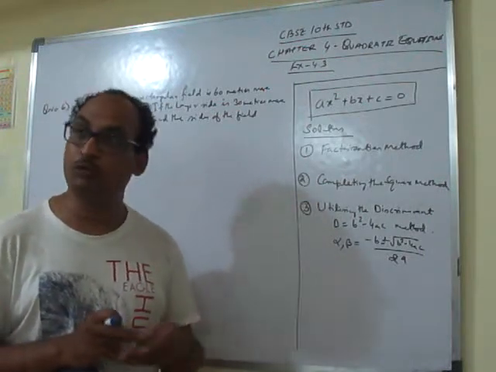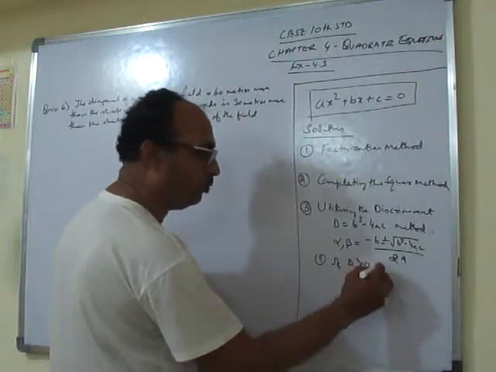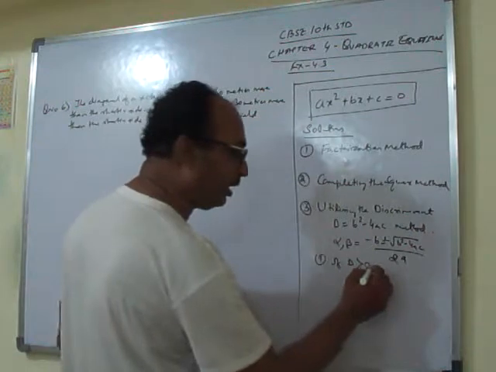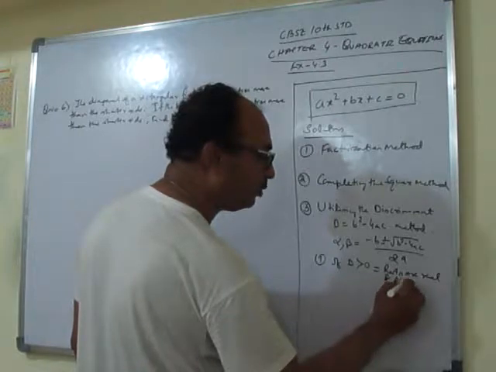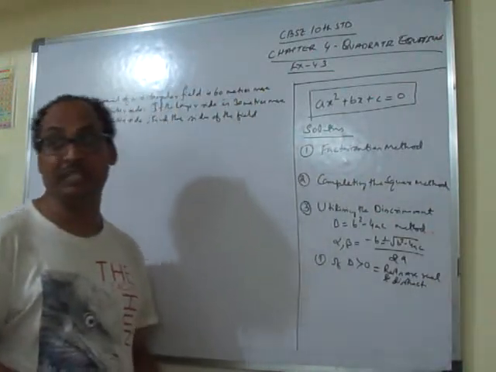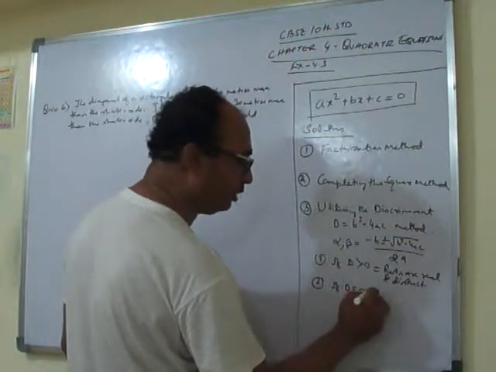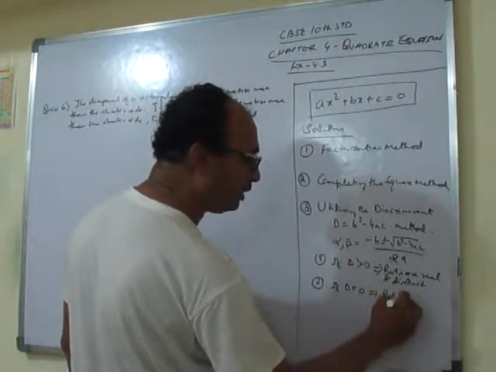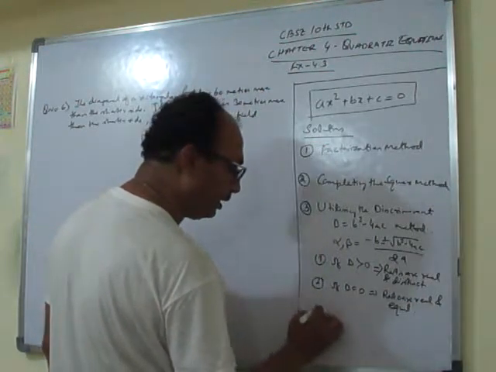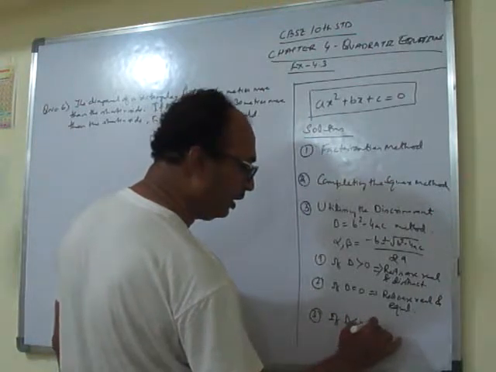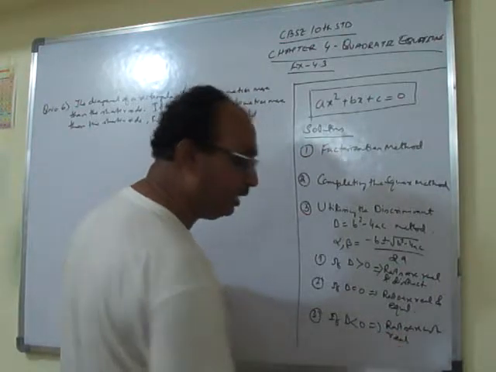We can find the nature of the roots also. Suppose if D is greater than 0, then the roots are real and distinct. Similarly, second, if D is equal to 0, then what will it give? Roots are real and equal. And third one, if D is less than 0, it means roots are not real, that is imaginary.